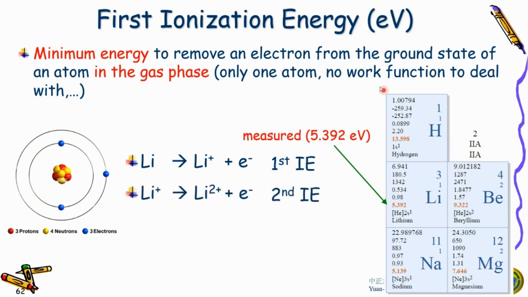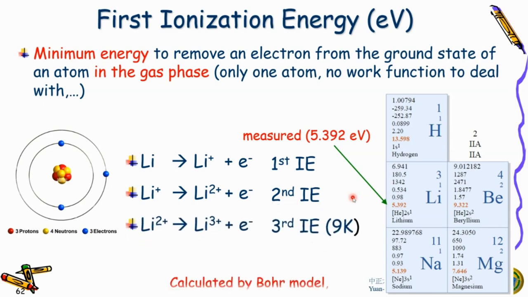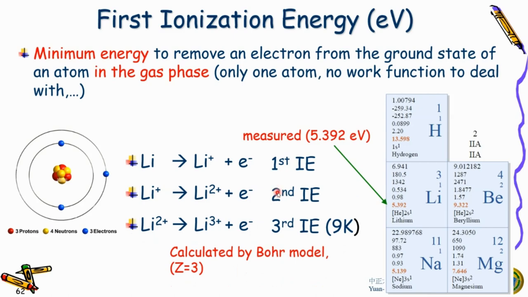So this is the second ionization energy. I'm sure you understand that the first ionization energy will be smaller than the second ionization energy, right? How about the third one? This is called the third ionization energy. The third ionization energy, according to the Bohr atomic model, you can calculate. You don't need to do an experiment. You can calculate the energy easily. Okay, so in general, for all atoms, the first ionization energy can be measured, and then the last ionization energy can be calculated.